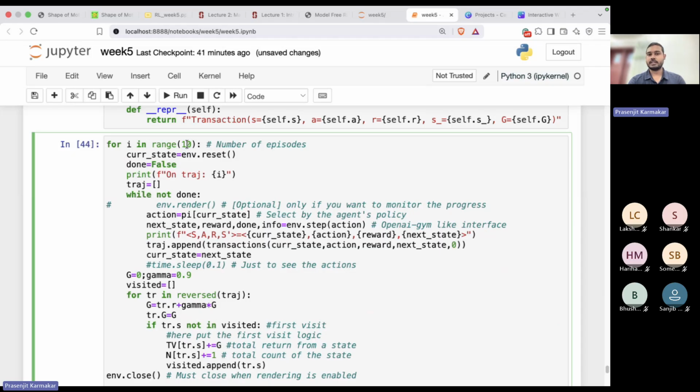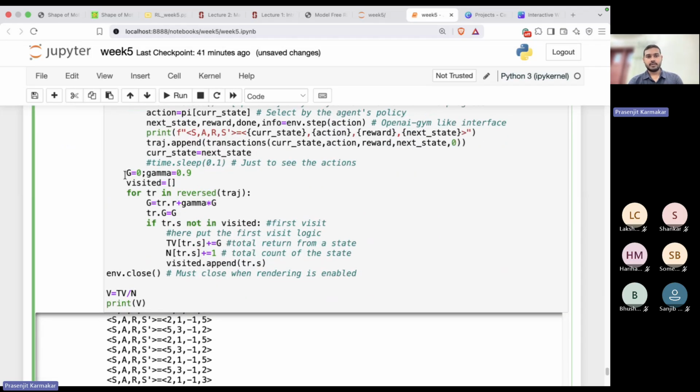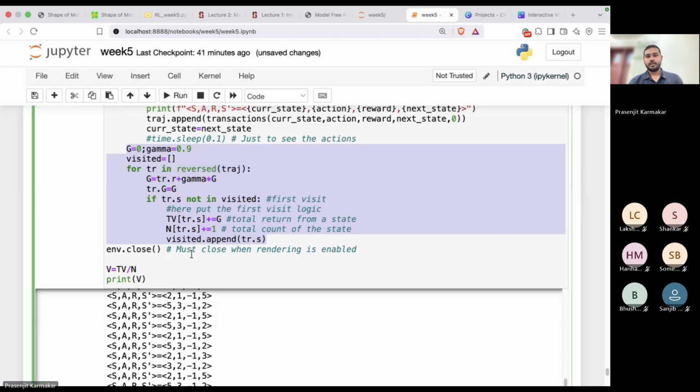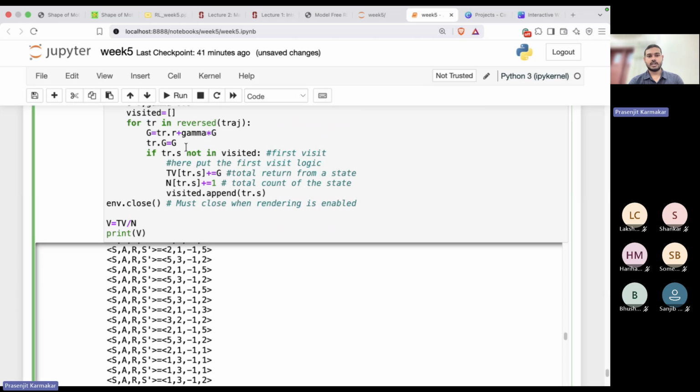We can have 100 such episodes. We compute the return for every such trajectory, and update the total value and the number of visits for first visit only. If we just comment this out, that would become my every-visit. Okay, the visited logic. And then at the end, we close out of the environment, and we get v equal to total value divided by n. Run.